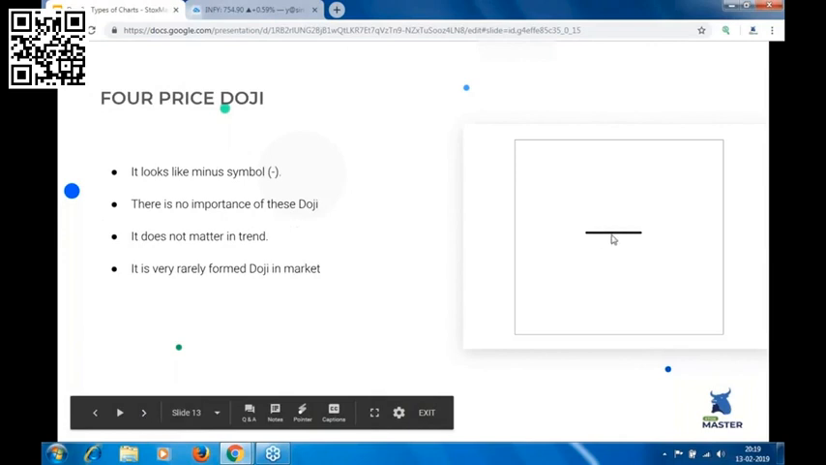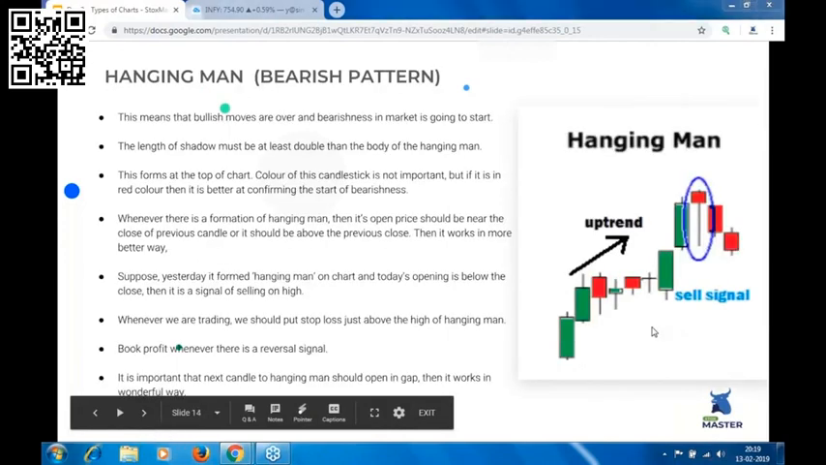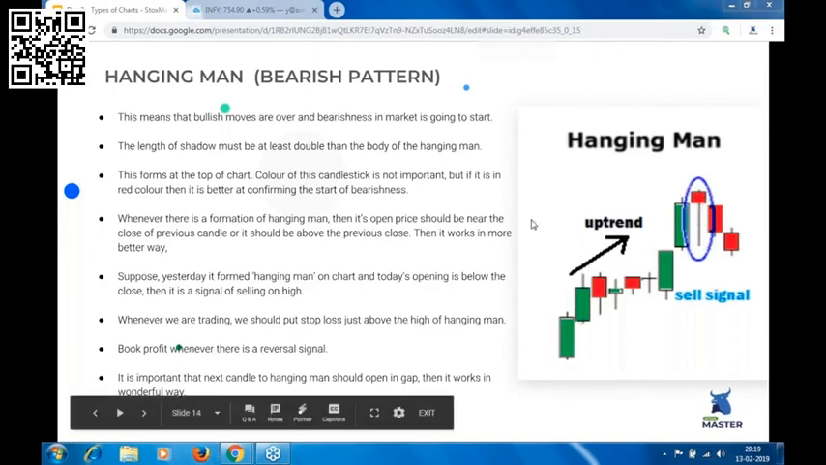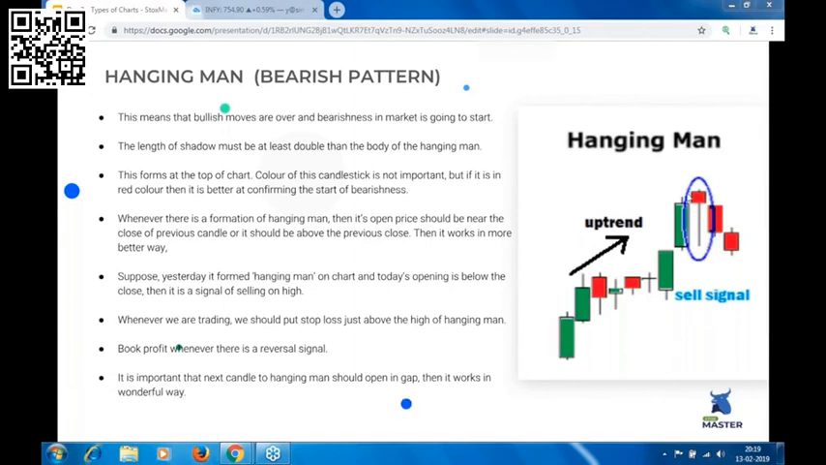Now, four price doji, I said this is of no importance to us as it doesn't affect the trend in any way. Now, hanging man, this is a similar kind of pattern to the hammer. The only difference between hammer and hanging man is that hammer is formed at the bottom of a chart and hanging man is formed at the top of a chart after an uptrend. And the next day, if the low of this hanging man is broken, that is the time we can enter short in the market, and we can keep our stop loss above this candle.